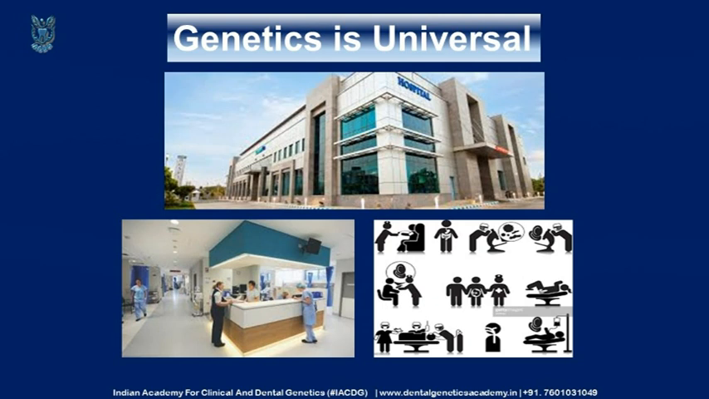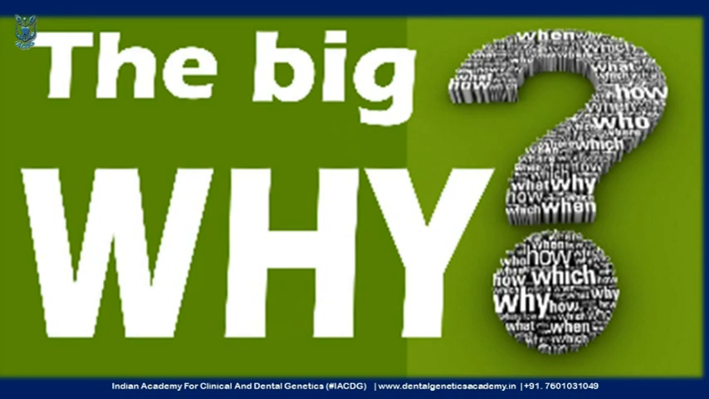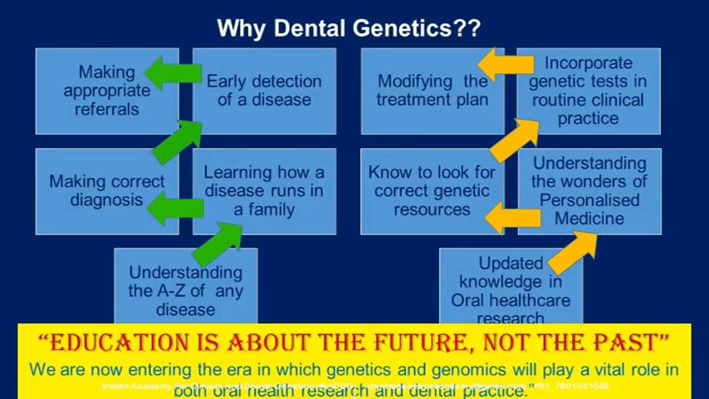I'll try to put a focus on the big why: why we are talking about dental genetics today. If we have a thorough knowledge, a complete circle of knowledge about a disease, the pathology, or even the normal physiology, we will understand the A to Z of any disease. That will help us understand how a disease runs in a family, which is very important. Then we will be able to make a more correct diagnosis, do early detection of a disease and make appropriate referrals wherever applicable.